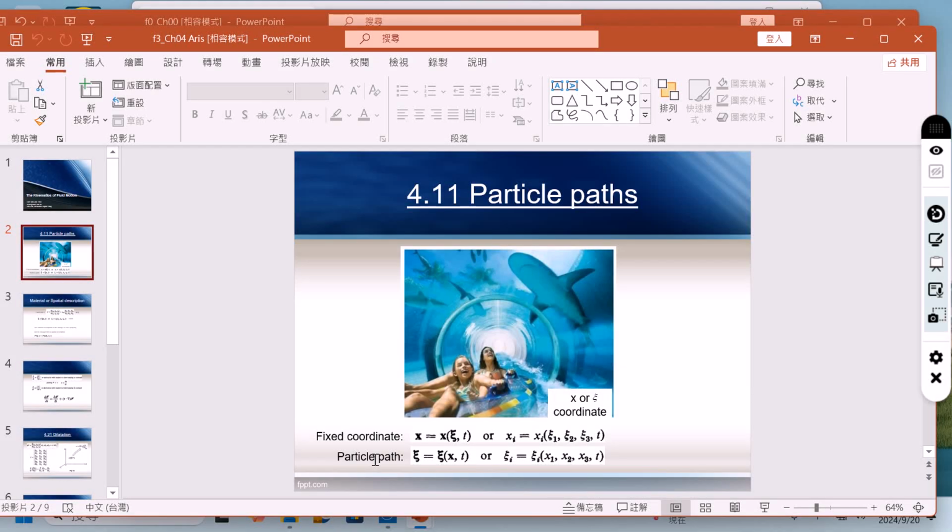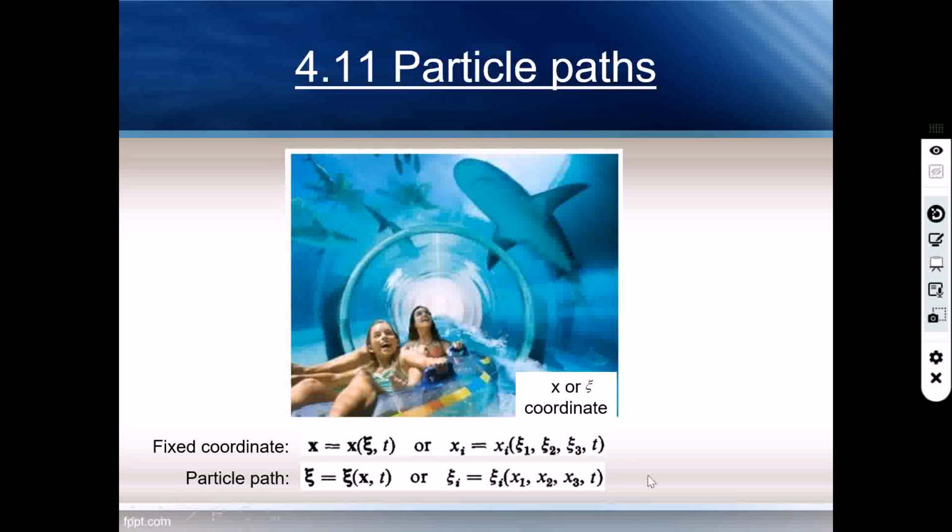One is the fixed coordinate, which is the XYZ you know. You know XYZ is there, and it does not change. It just stays there. And the other is the so-called particle path. This one will move with the fluid. And if we use this beautiful picture to illustrate that, then you can understand it this way. If we sit here and we watch this thing, we are in a fixed coordinate x, right? Because we don't move, we just watch that.